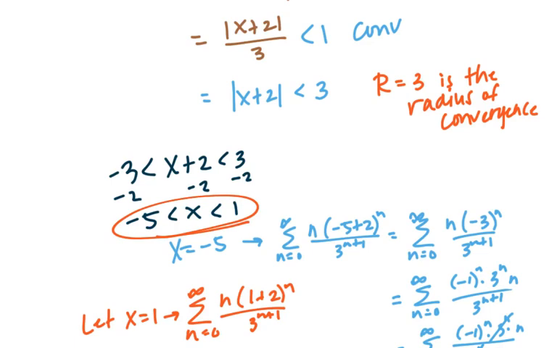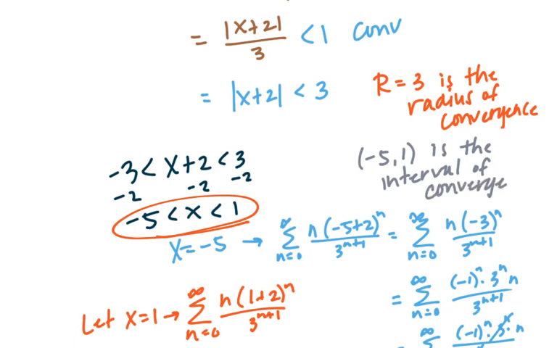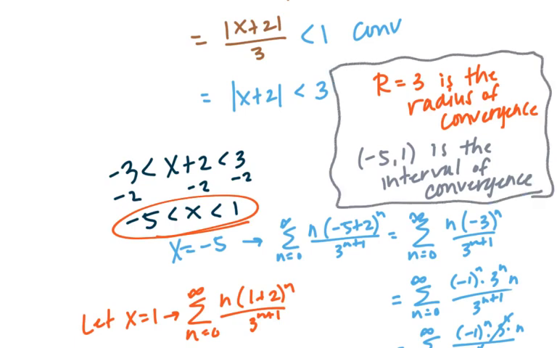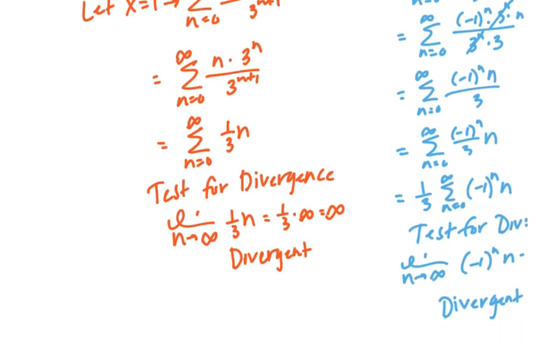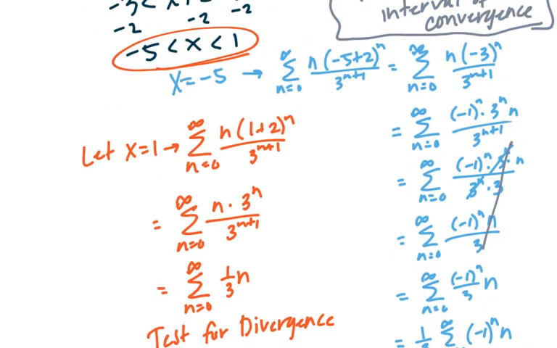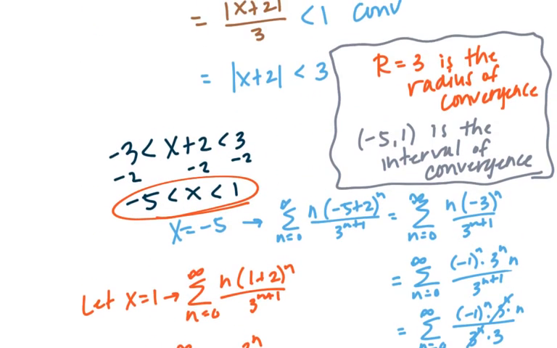So that means we can say that negative 5 to 1, not including the endpoints, is the interval of convergence. So that's our answer right here. We have the interval of convergence and we have the radius of convergence, so the problem is done. I think you've got everything you need to wrap up this section, and let me know if you have any questions. Thank you.